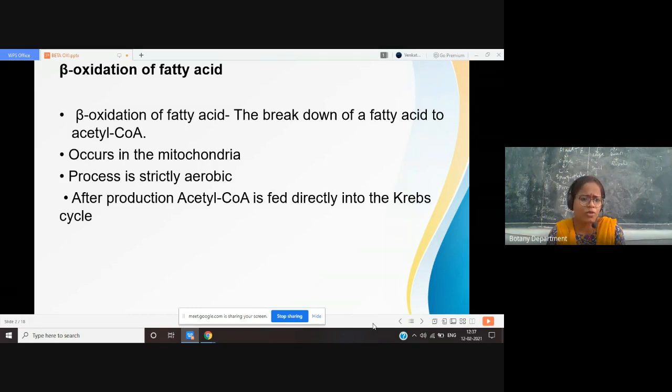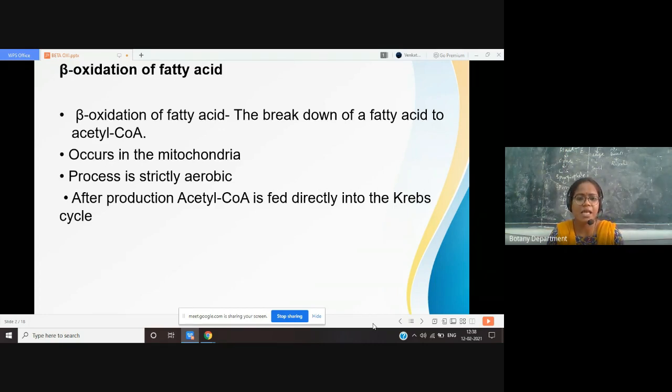Aerobic means you know, right? The cycle in which oxygen is needed. So this beta oxidation needs oxygen. That's why this process is strictly aerobic. After the production of acetyl CoA, it is directly fed into the Krebs cycle. The end product of beta oxidation of fatty acid is acetyl CoA. This acetyl CoA will enter into the Krebs cycle. For the Krebs cycle to happen, we need acetyl CoA, which is the end product of beta oxidation of fatty acids.